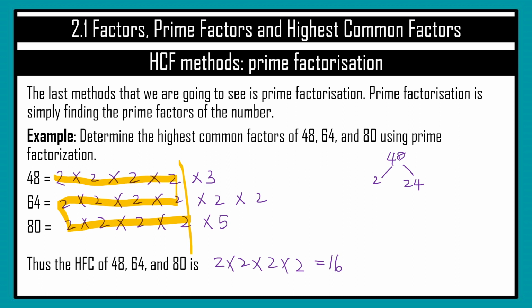Alright, so this is how we are going to find the highest common factor using prime factorization. So we've got 3 methods. There are times where the question specifies which type of method, so you must be familiar with all these methods, right? No matter how you don't like them.